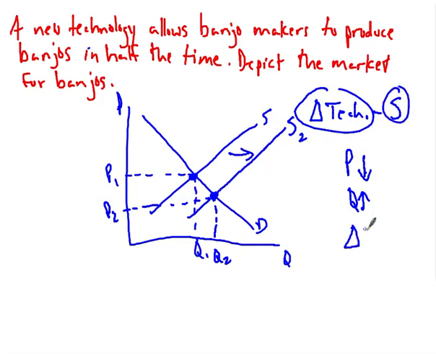This is also a change in the supply of banjos, and a change in the quantity demanded of banjos. Again, quantity demanded because we're simply going from one spot on the demand curve to another. A change in supply because we are shifting the whole curve. All right.